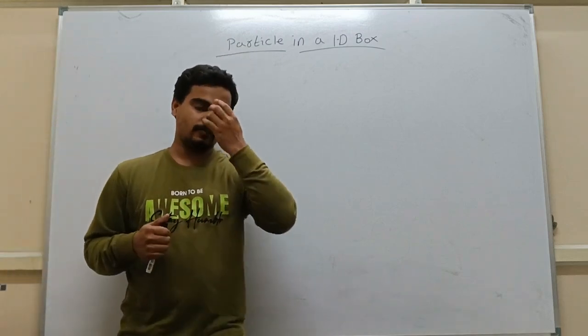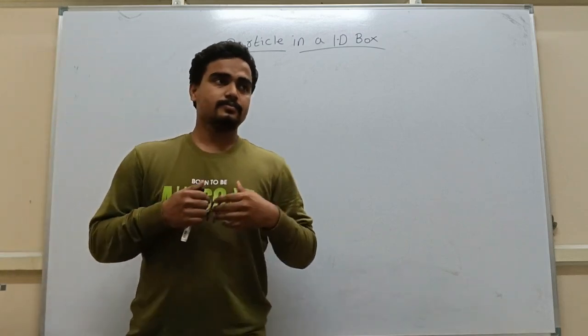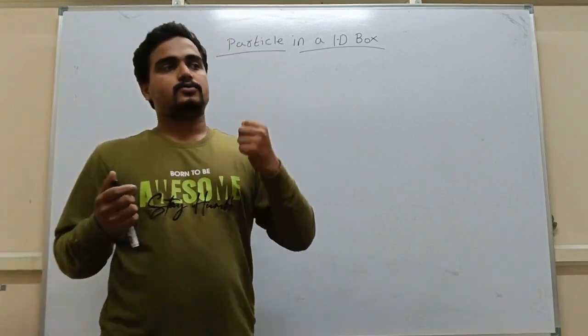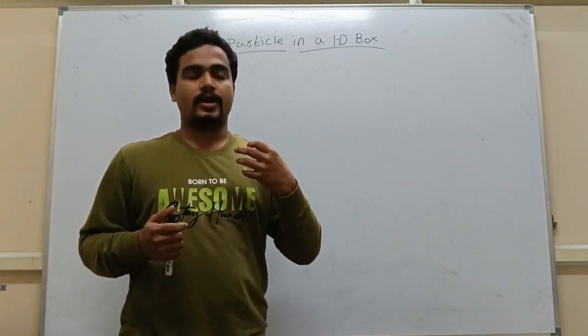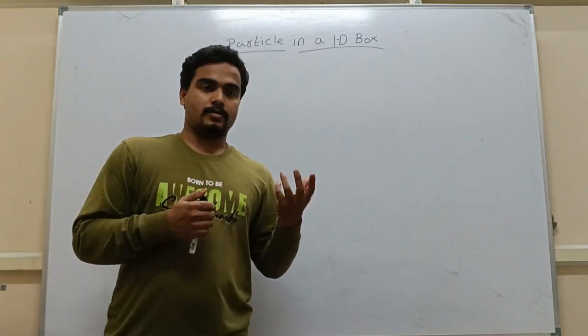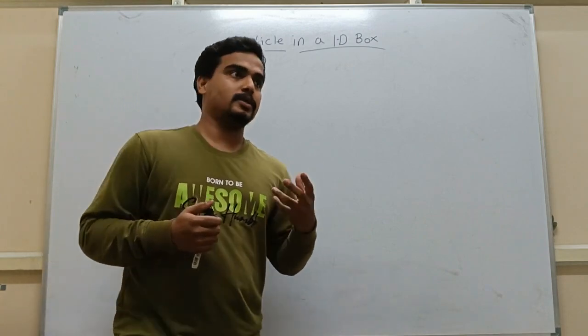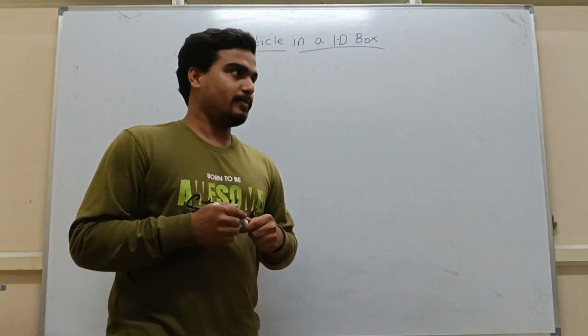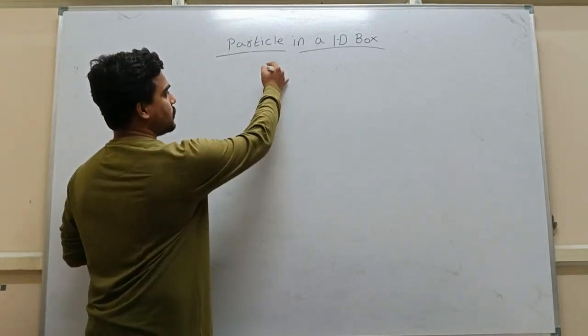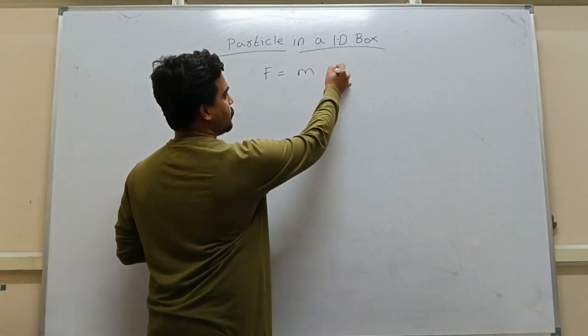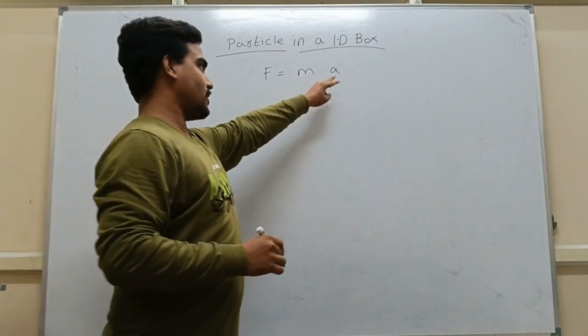Suppose we want to study an object like a moving car. We can find out the velocity, we can find the mass of the car, we can find the force or the torque applied. We can easily calculate it using classical mechanics. In classical mechanics we have Newton's equation. So what is Newton's equation? Newton's equation is F is equal to m into acceleration. So force is mass into acceleration.